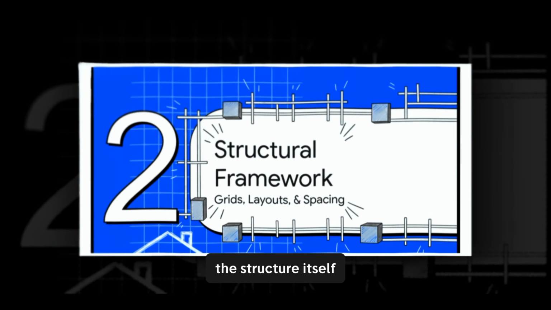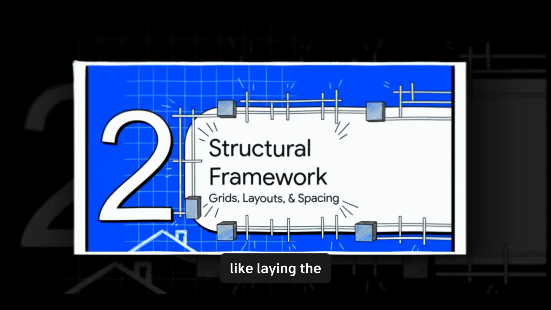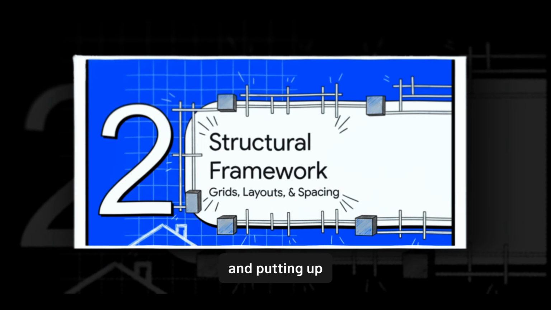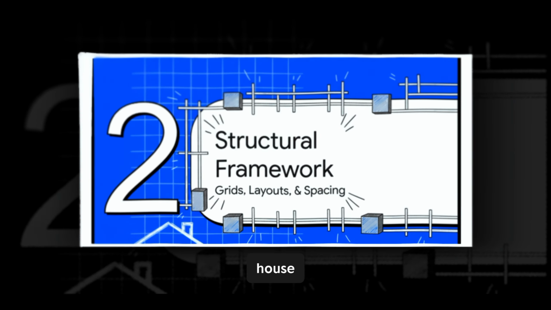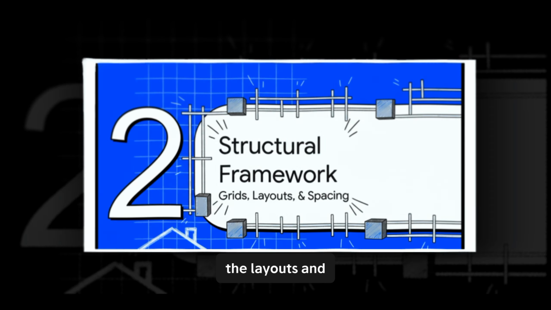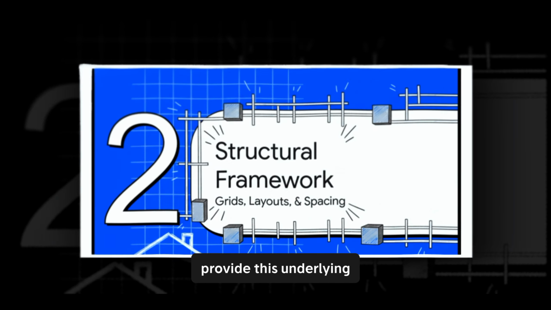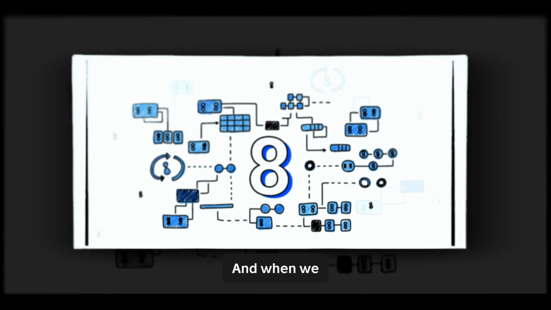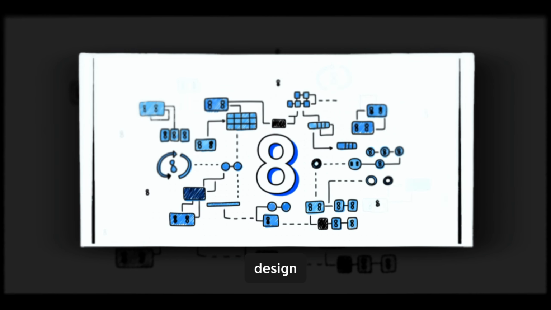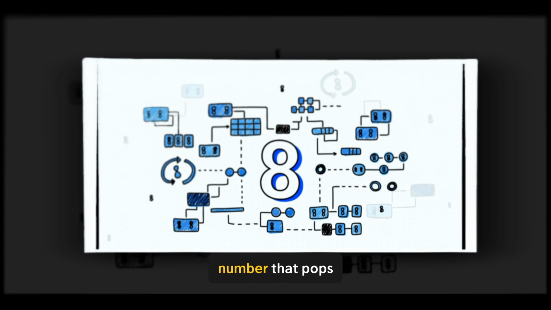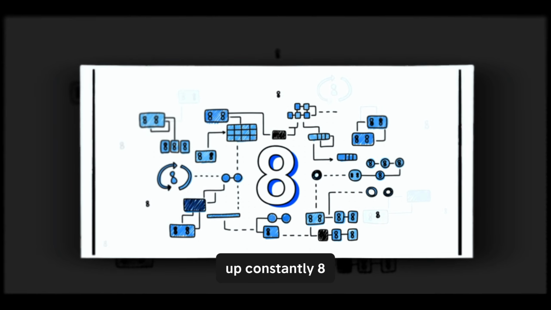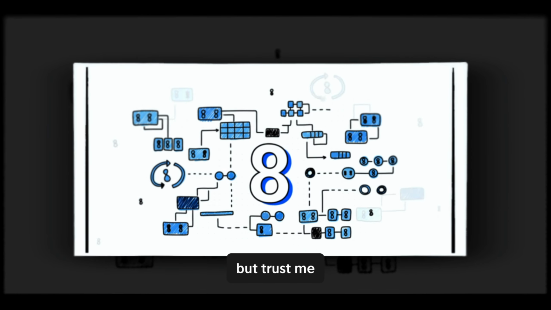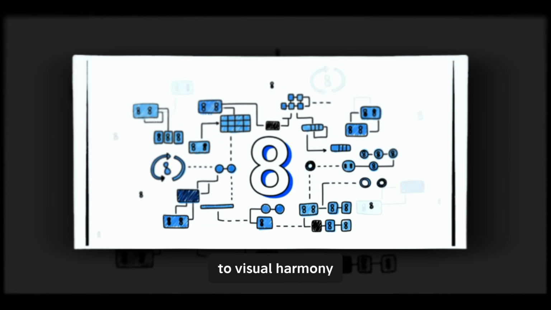Okay, let's start with the structure itself. This is kind of like laying the concrete foundation and putting up the steel frame of our digital house. We're talking about the grids, the layouts, and the spacing that provide this underlying rhythm and order to everything you see on the screen. And when we talk about structure in modern digital design, there is one number that pops up constantly: 8. I know, it might seem a little random, but trust me, it's the key to visual harmony.